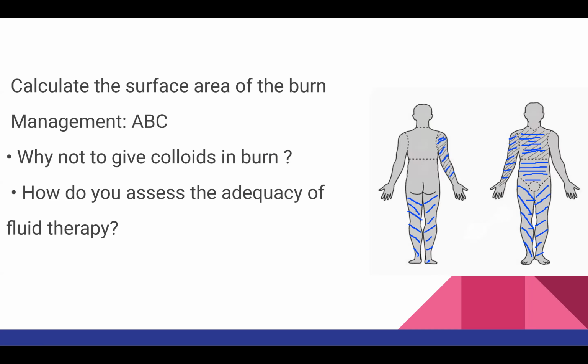Okay, so calculate the surface area of the burn. For your ease, I have identified it with blue color. So chest is 9%, abdomen is 9%, both legs are 18 plus 18, 36. So 36 plus 18 is 54, plus 9, 63%. Okay, so what will be your management plan for this patient?